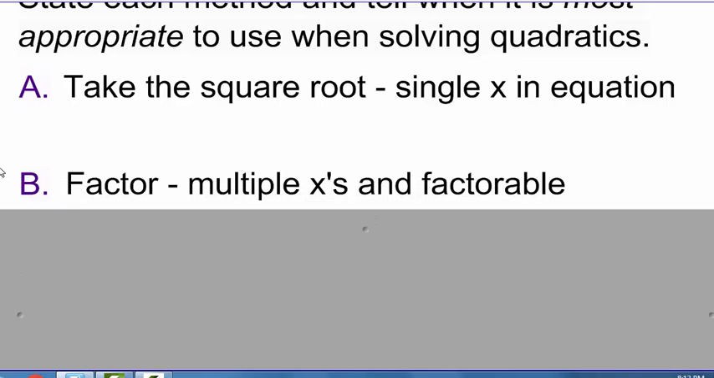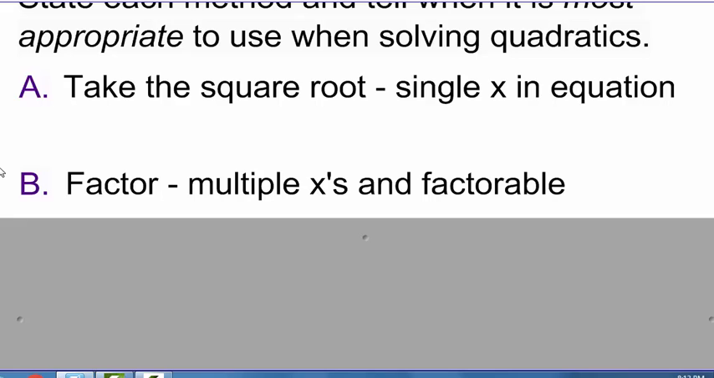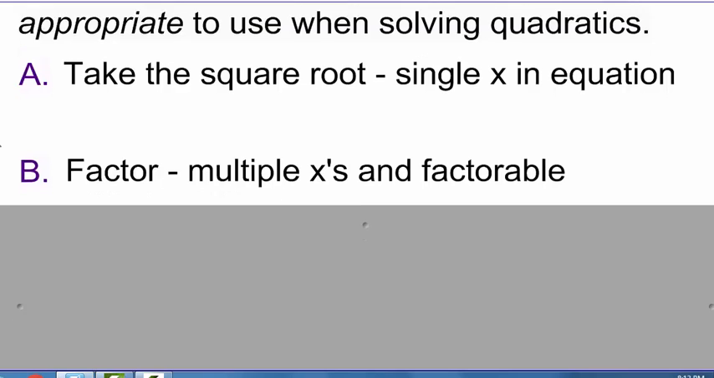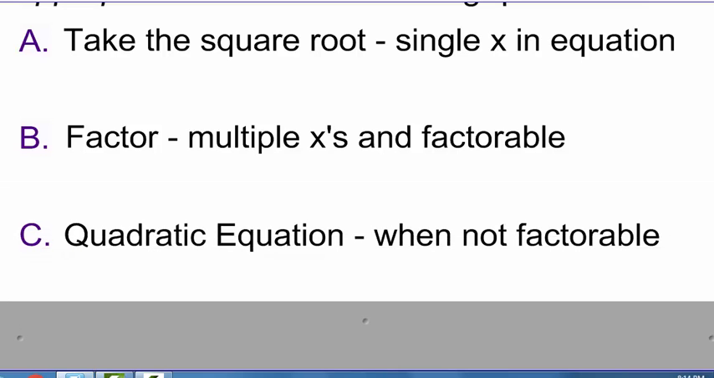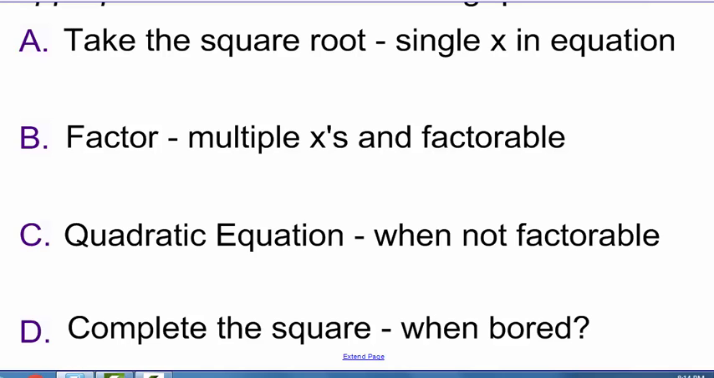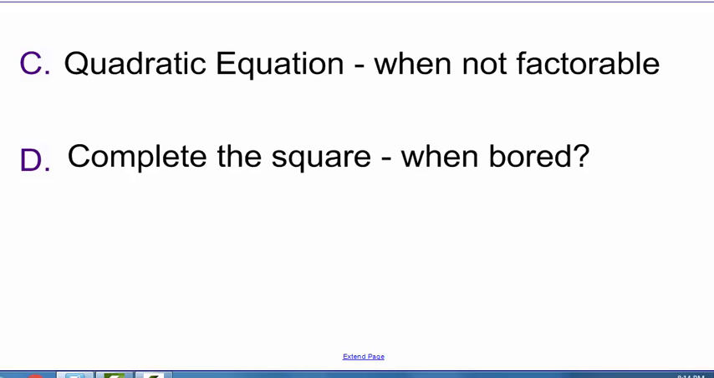If I can't take the square root, I look to factor it. Do I have multiple x's, an x squared and an x, and is it factorable? If it's not factorable, the next thing I would do, I would go to the quadratic formula. And then if I don't want to do that, I could complete the square if I'm bored. Now, there are times that maybe completing the square is easier, and that's fine. You could use that as well instead of the quadratic formula.